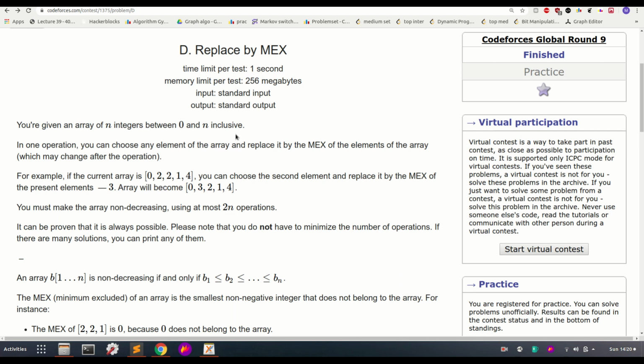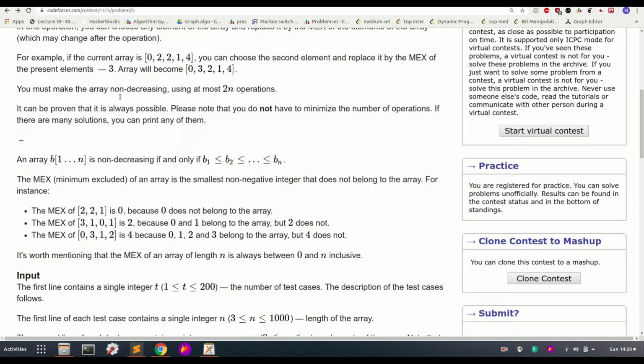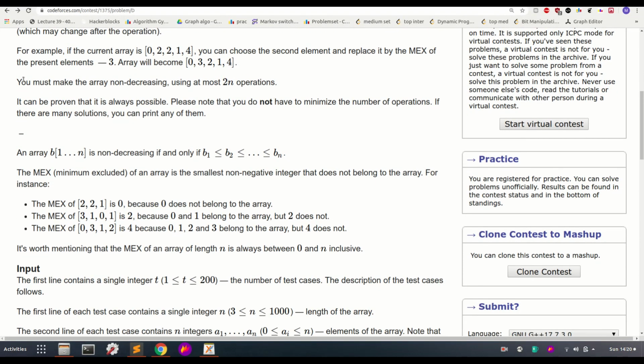In this video, I'm going to explain Replace by MEX from the Codeforces Global Round 9. In this question, we have been given n integers and we have to do several operations and make it an array that is non-decreasing. And we have to do it in at most 2n operations.